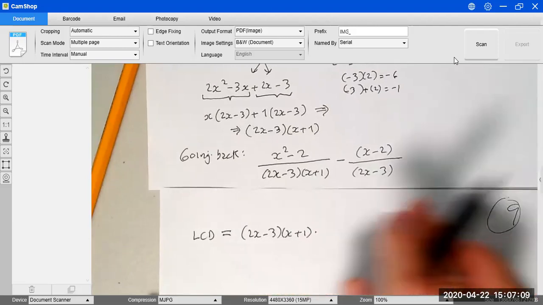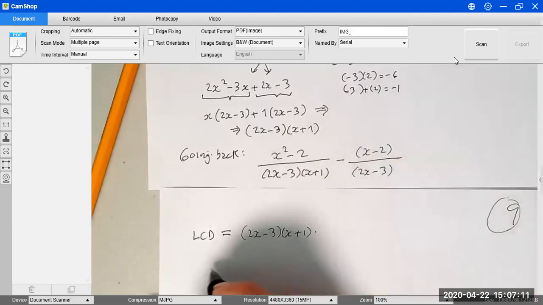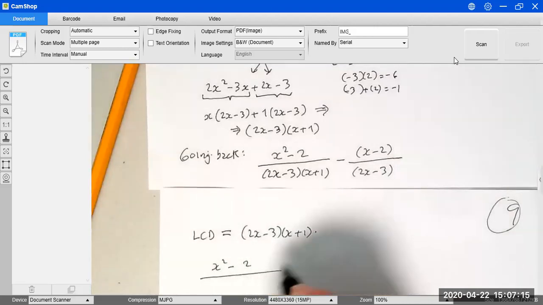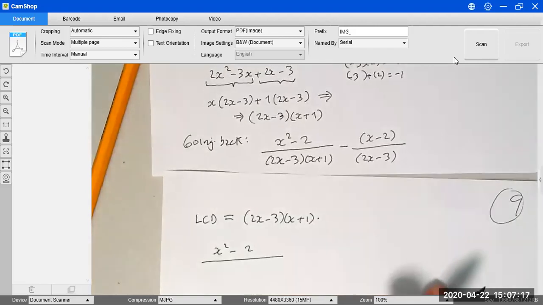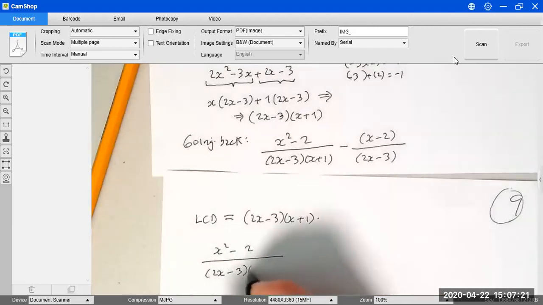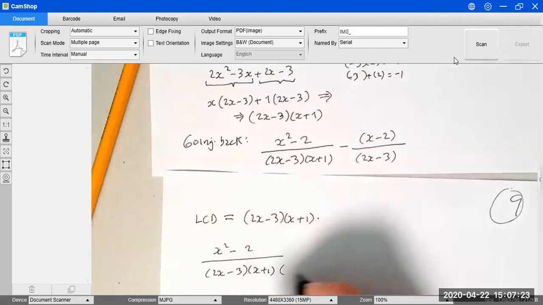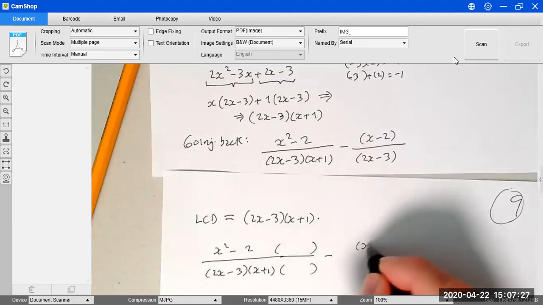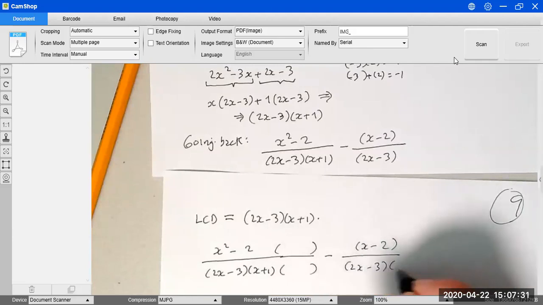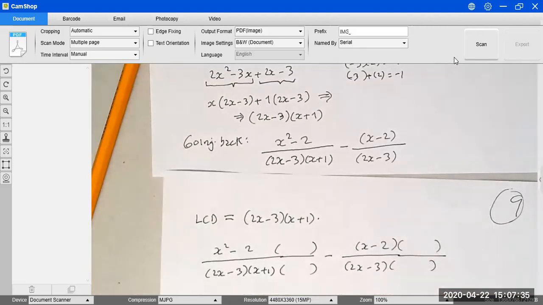So we're going to rewrite this in a way that we have the least common denominator as the common denominator for both. So this is 2x minus 3 that multiplies x plus 1 that multiplies something that we don't know yet, minus x minus 2 over 2x minus 3 multiplying something that we don't know yet. So what are those somethings?